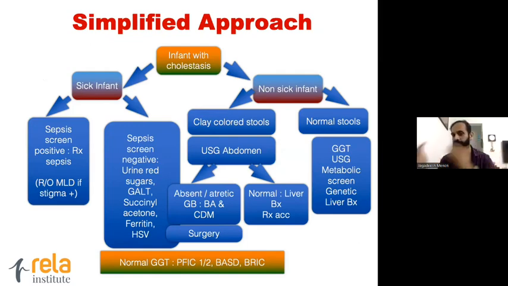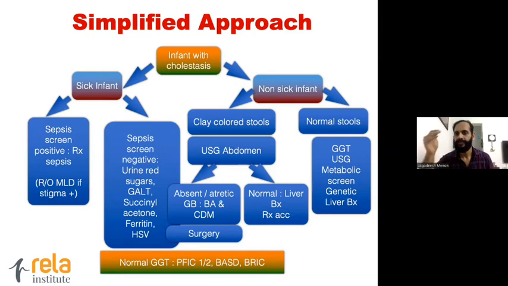if there is failure to thrive or the rest of the stigmata of metabolic diseases, which include galactosemia, urine for reducing substances, etc. If the infant is non-sick, then we look at the stool color. If the stool is acholic, then we need to think of cholangiopathic causes or issues with the bile duct. And the number one thing that we need to rule out is biliary atresia.